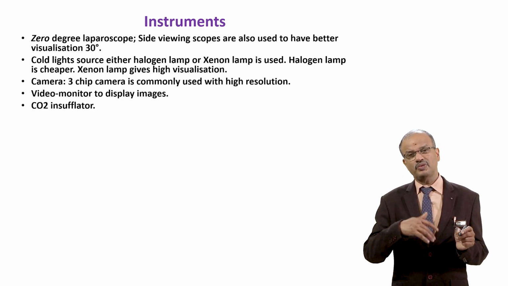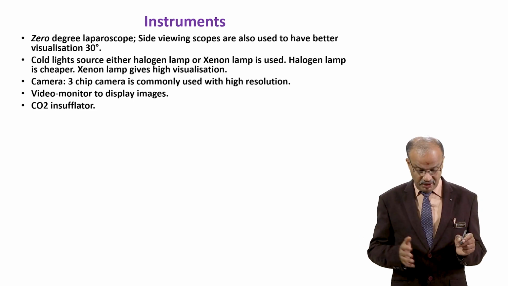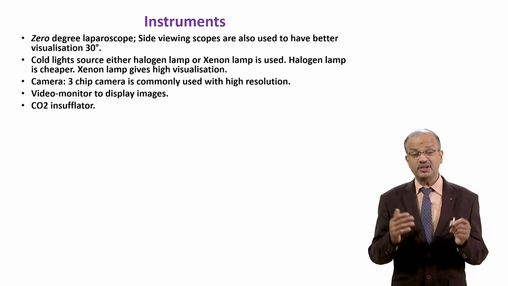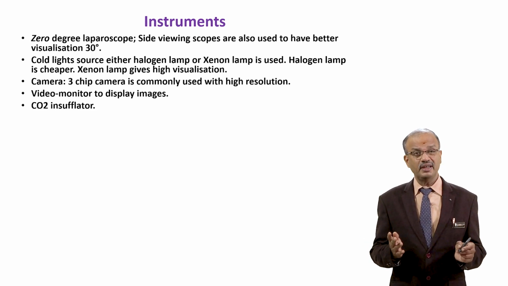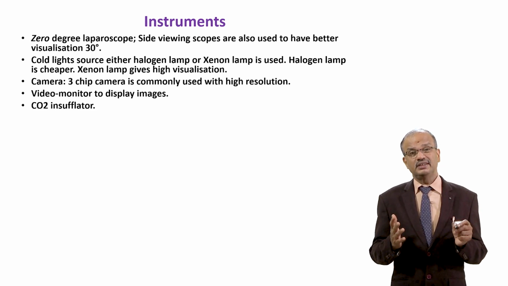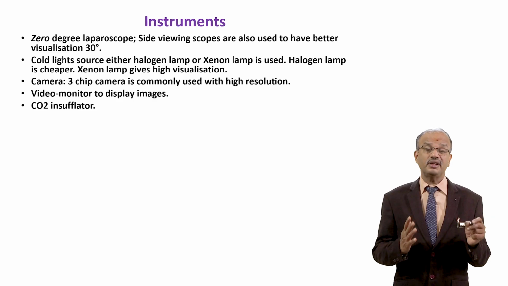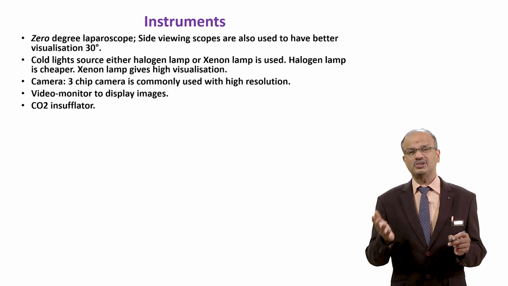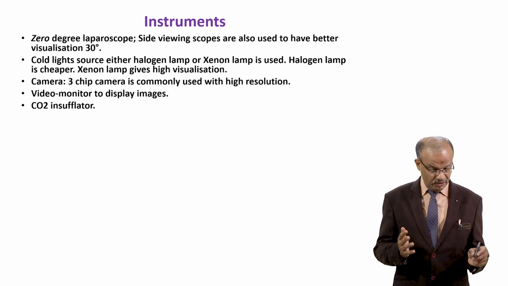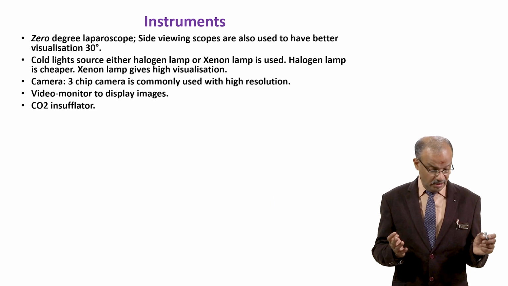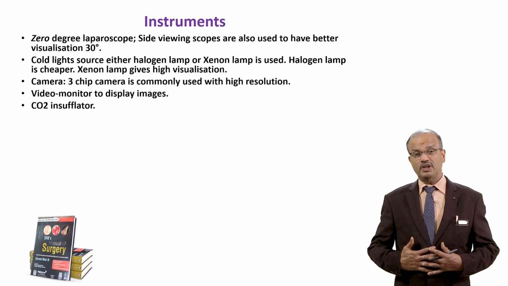We have two types of light source: halogen and xenon. Xenon is better. Halogen is cheaper. All these things I'm going to read later. 3-chip camera, CCD. There is a single chip camera also. Clarity-wise, the 3-chip camera is better. Now most of the time we use high resolution 3-chip cameras. Video monitor is also important.